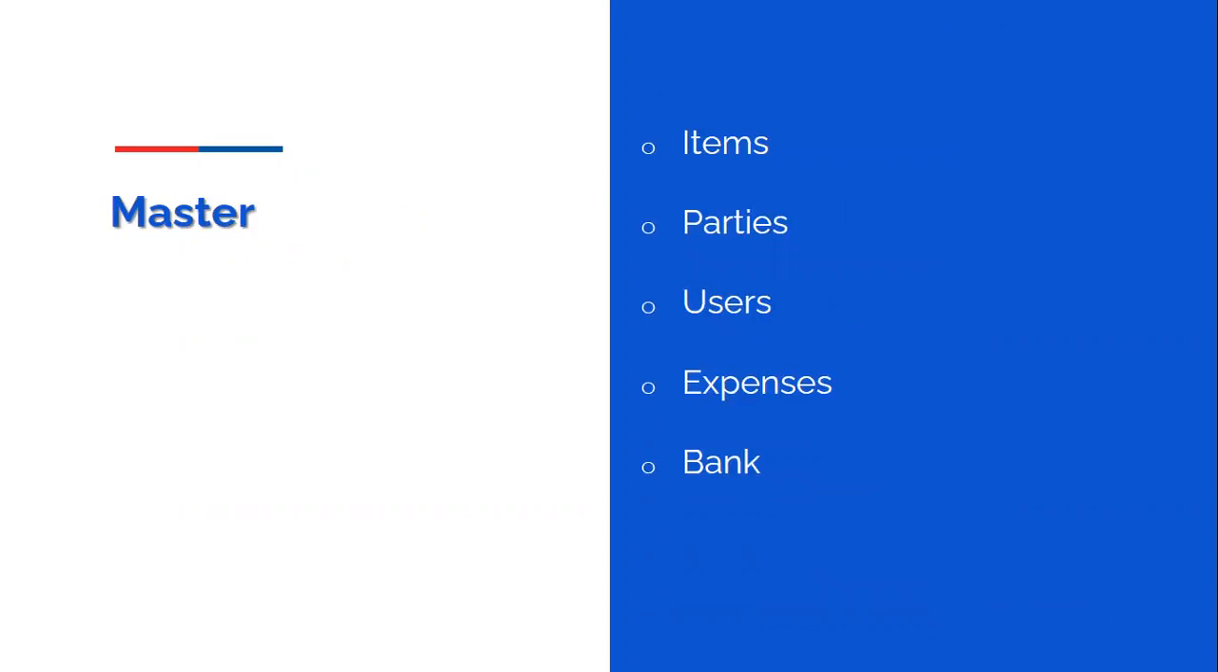Master creation. For the master side, we have to create the items master and parties master. Parties means suppliers as well as customers. If any customer comes to your shop regularly, then you can create a separate ledger for him under the sundry debtor group. For the supplier ledger, you can create it under the creditor ledger group. Okay. Both of them are called parties. Is it clear? Third one is user creation, user masters, expenses.